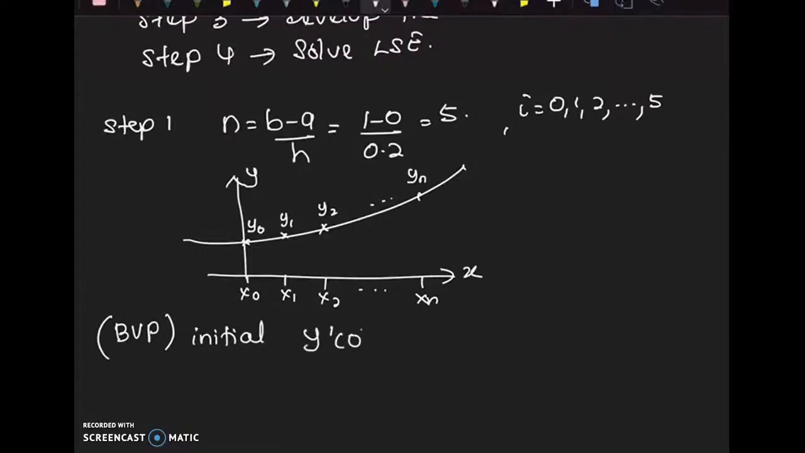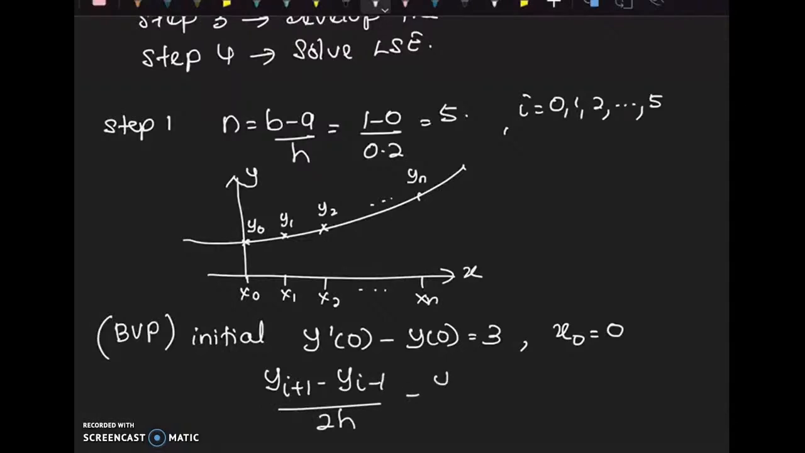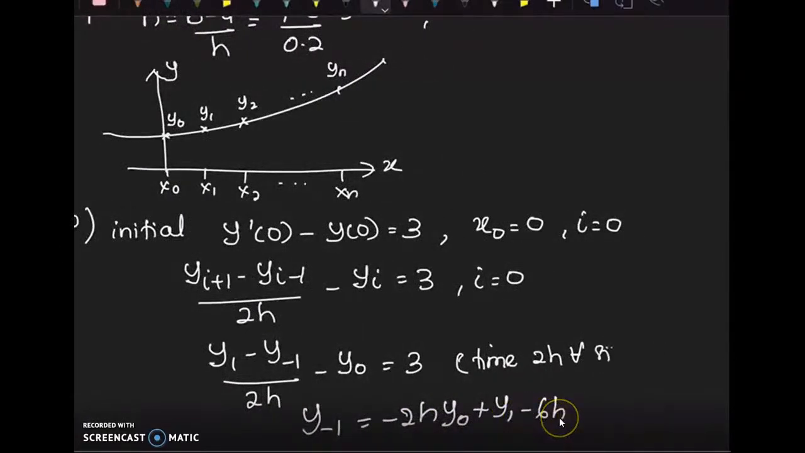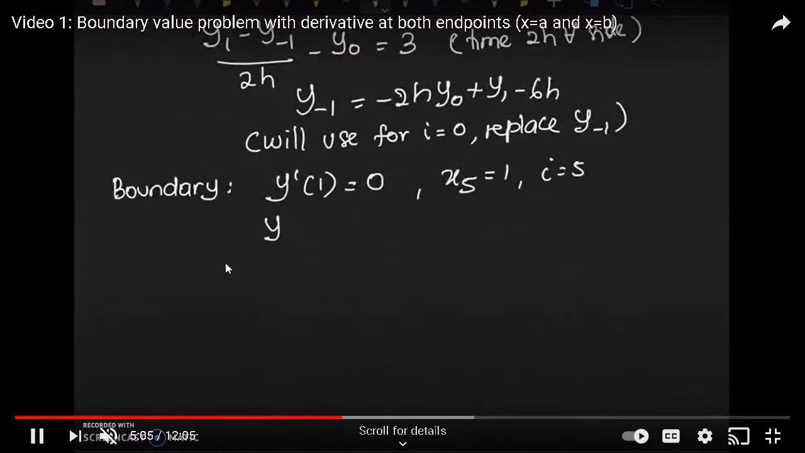What is the initial condition? The condition given in the question is y prime 0 minus y0 equal to 3, at x0 equal to 0. Meaning that you need to use the center difference formula from chapter 5, formula 5.8: y i plus 1 minus y i minus 1 divided by 2h, minus y i, equal to 3. With i equal to 0, you get y1 minus y negative 1 divided by 2h minus y0 equal to 3. When you meet y negative 1, you replace it by 2h y0 plus y1 minus 6h. How to get 6h? 2 times h, where h is 0.2, so you can get 6h.